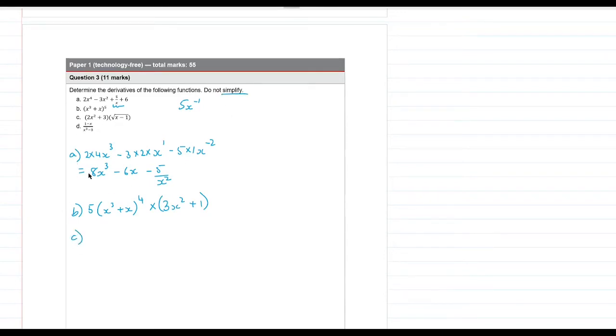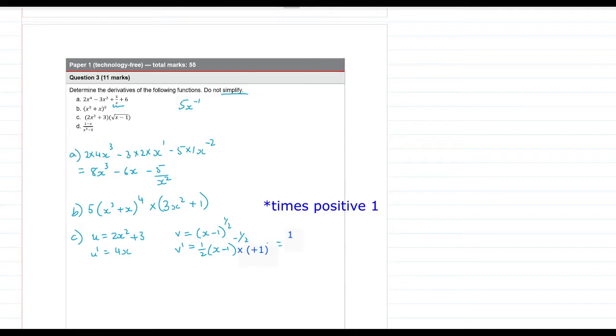C, so for this we're going to use product rule because there's two things being multiplied together. So our u is 2x squared plus 3, and our v is x minus 1 raised to half. So our u dash is going to be 4x, and our v dash is going to be half x minus 1 raised to negative half times negative 1, which is 1 over x minus 1 raised to half.